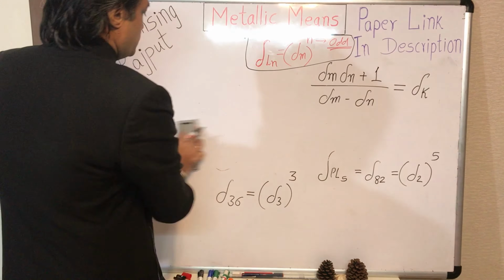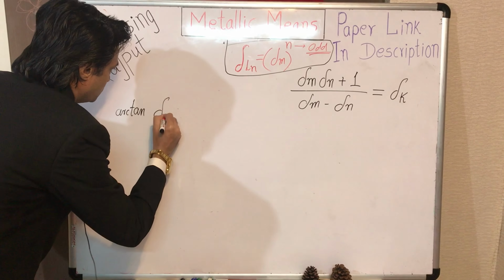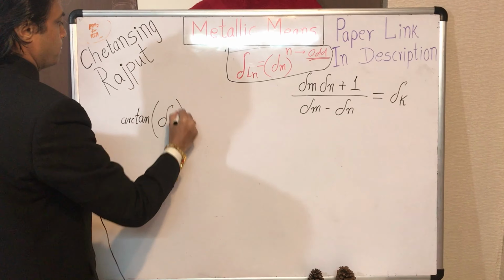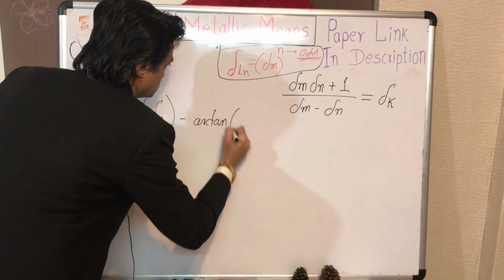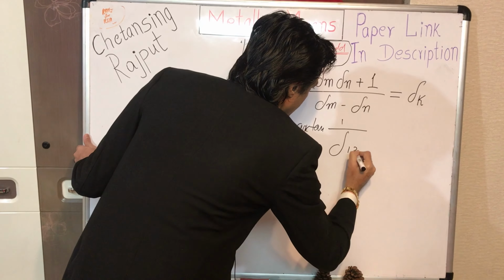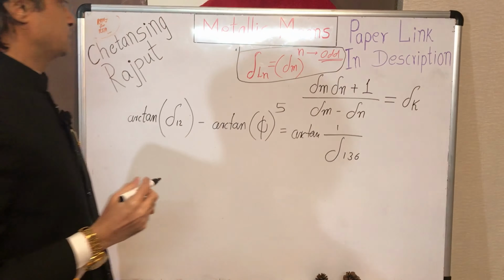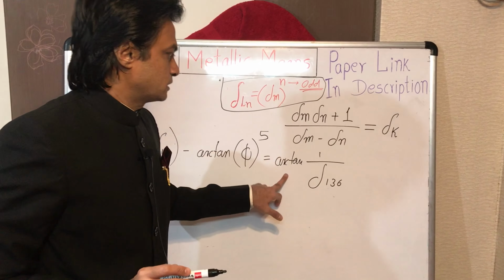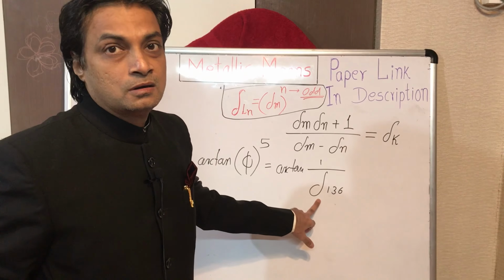Say arctangent of the 12th metallic ratio minus arctangent of the 5th power of the golden ratio will precisely equal arctangent of 1 upon the 36th metallic ratio. I will explain this. Just consider this equation: arctangent of the 12th metallic ratio minus arctangent of the 5th power of the golden ratio is precisely equal to arctangent of the inverse of the 36th metallic ratio.